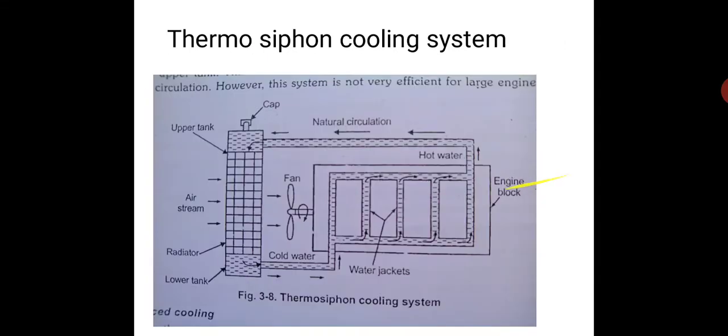Okay. Next, very frequently in the university exams they ask what is the thermosiphon cooling system and the thermo pump cooling system. So now you can see this thermosiphon cooling system.